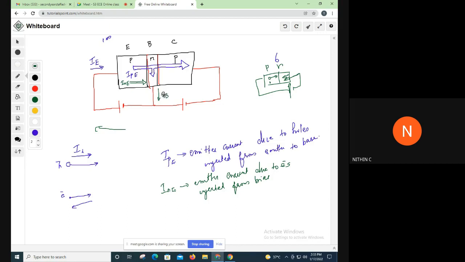Right, IB is the current. Since this terminal is supplying electrons in this direction, the current due to those electrons is in the opposite direction, and that is represented as IB. The current due to recombination, we represent as IRB, which will be the base current due to recombination in the base region. Base current due to recombination in the base region.